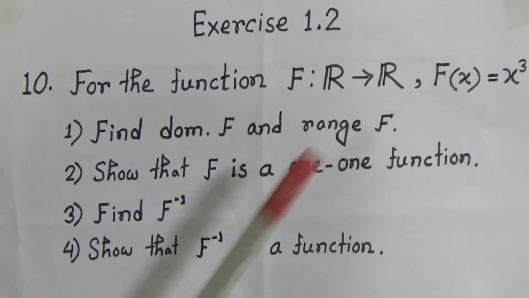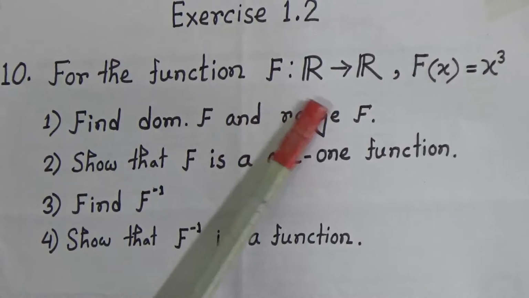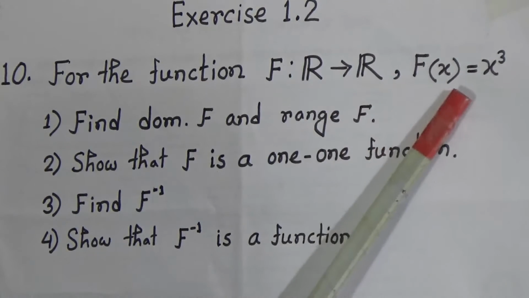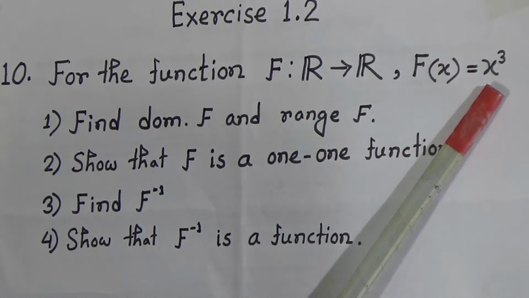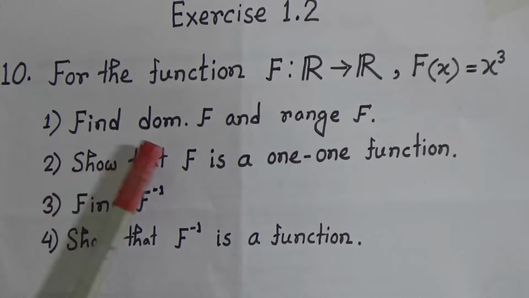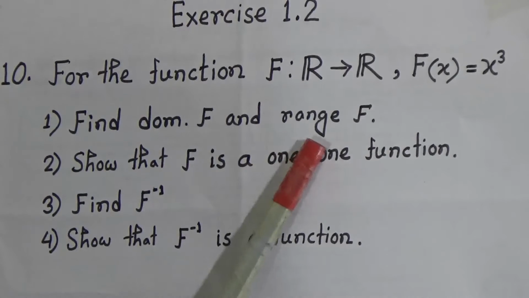Dear students, let's start. There is a question here, question number 10 from your exercise 1.2. The question is, for the function f from R to R, that means real number to real number, f of x is defined as x cube. Then there are four sub questions. Question number 1 is find domain f, dom f means domain f, and range of f.